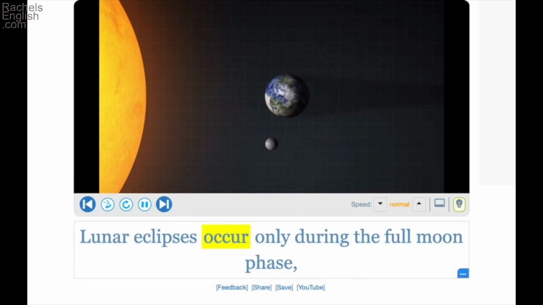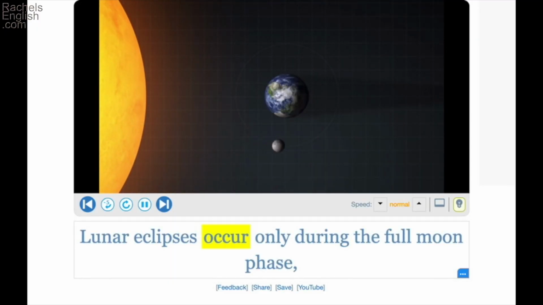Lunar eclipses occur only during the full moon phase. They occur, they happen, only at that certain time. Lunar eclipses occur only during the full moon phase.